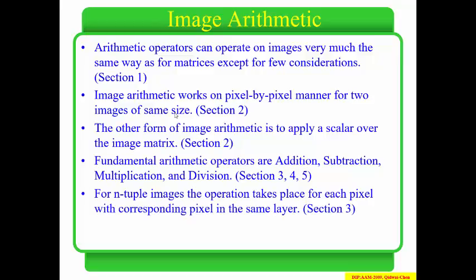Here we say that for n-tuple images, the operation takes place for each pixel with the corresponding pixel in the same layer. What do I mean by n-tuple? Here, tuple means layer. Can you give me an example of an image that consists of several layers? Like the color image, like the RGB image, for example. In this case, I have a layer for each one of these colors. Like the YCbCr, okay? All of these color images in which we can represent the pixel by, let's say, 3 bytes, that can represent either RGB or YCbCr. In any one of these representations in the color space, actually this is called an n-tuple image or a multi-layer image, okay?